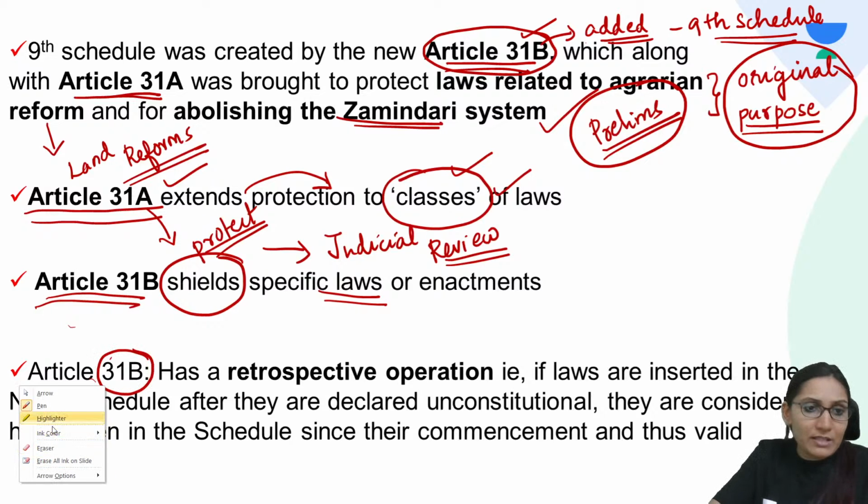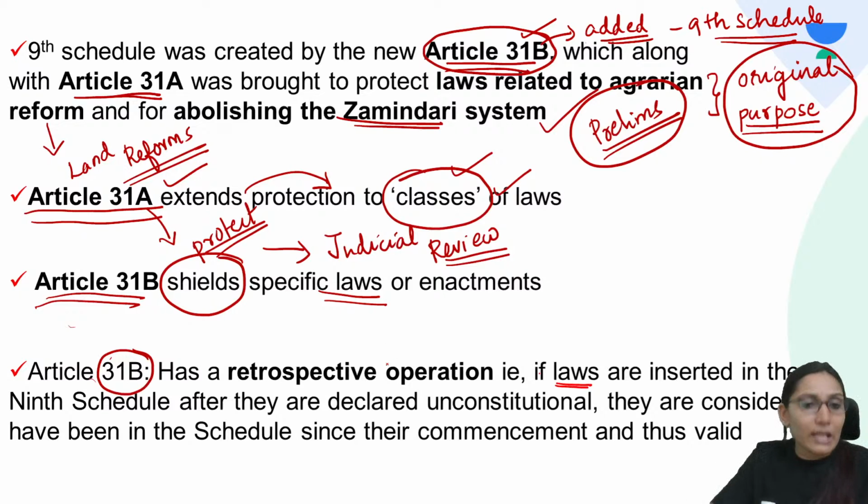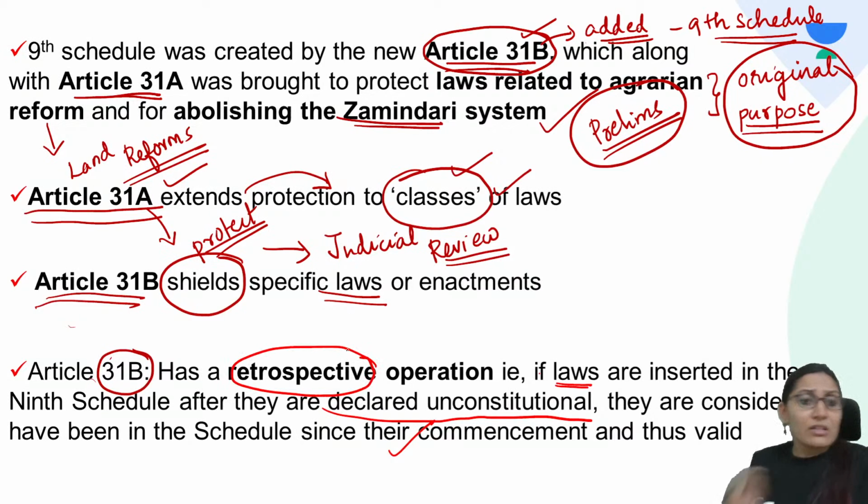What is meant by this retrospective operation? Retrospective operation means if laws are inserted in the 9th schedule after they are declared unconstitutional, they are considered to have been in the schedule since their commencement and thus valid. That is why it is called retrospective. So, what is the retrospective operation with respect to Article 31B? This is very important.